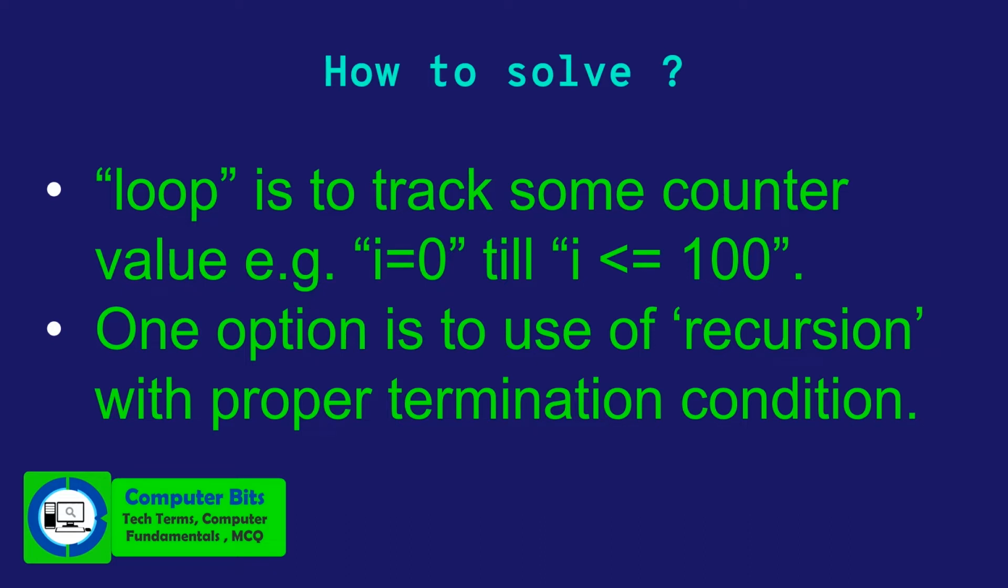If we are not permitted to use loops, how can we track something in C? One option is to use recursion with proper termination condition. To solve our problem, we are going to use recursion concept.